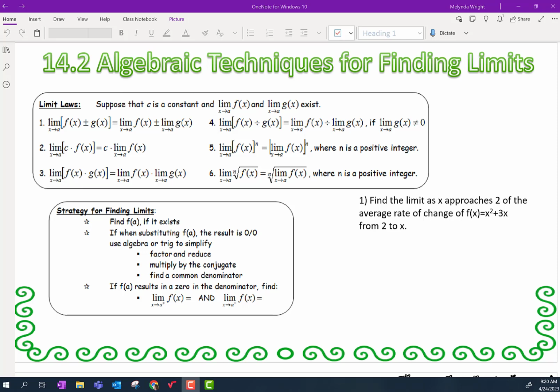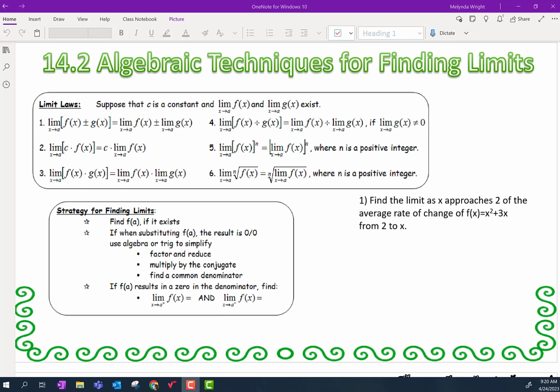All right, so let's take a look at our lesson for today. Today we're going to be working on algebraic techniques for finding limits. And actually, this is the technique that we use probably 90% of the time. This is the one that we normally use, the algebraic techniques.